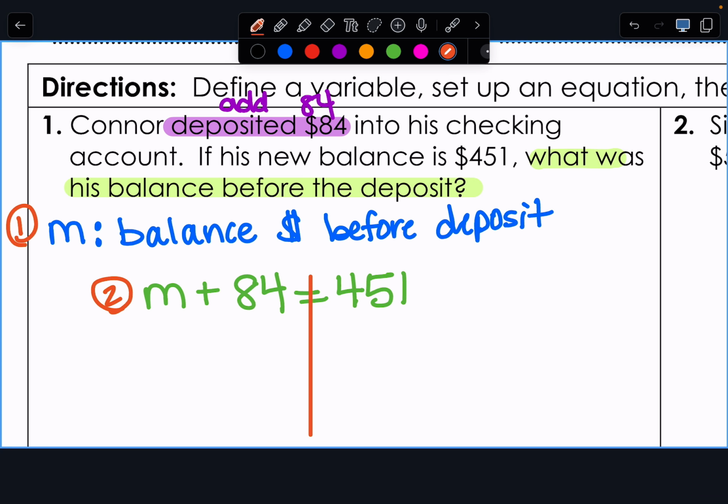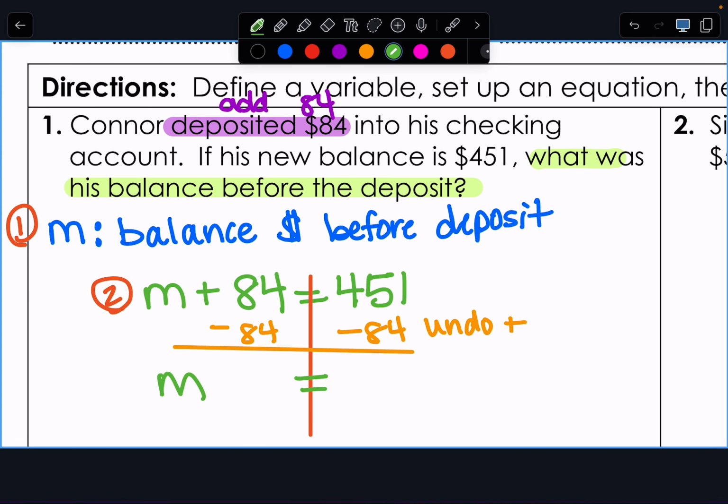Colton, how do we undo that plus 84? We subtract it. Okay. All right, Fernando. What is the answer? Not sure. Oh, it's too bad you don't have a calculator. 367.